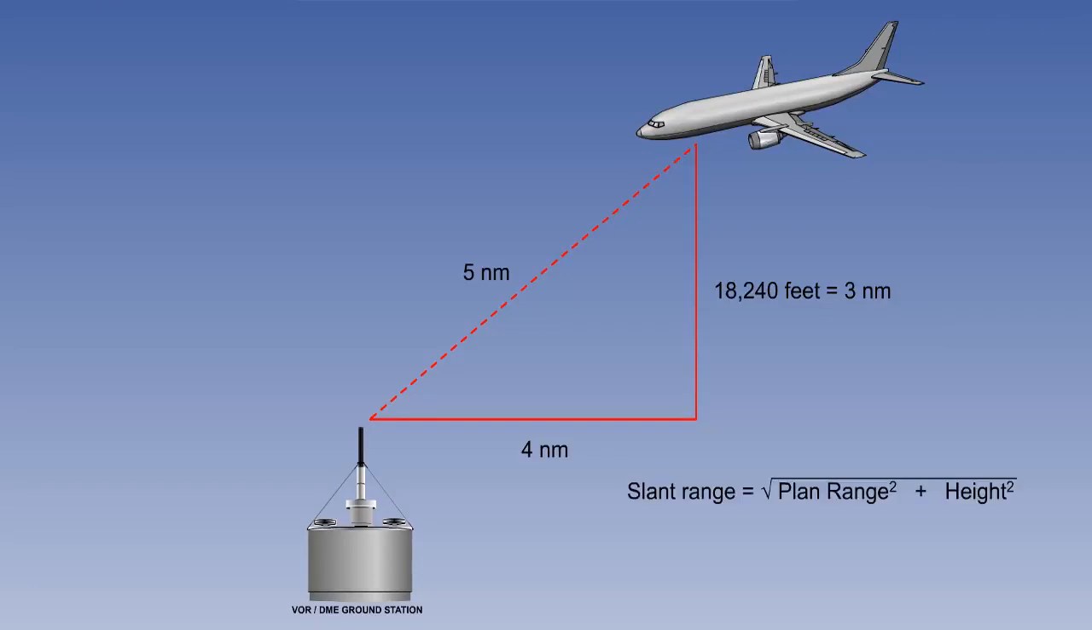For the more general case, we use Pythagoras. The slant range equals the square root of the sum of the plan range squared and the height squared. Of course, they must all be in the same units. You cannot have ranges in nautical miles and height in feet. In fact, the more usual problem is finding the plan range from the slant range. With a little rearrangement, the equation becomes plan range equals the square root of slant range squared minus height squared.